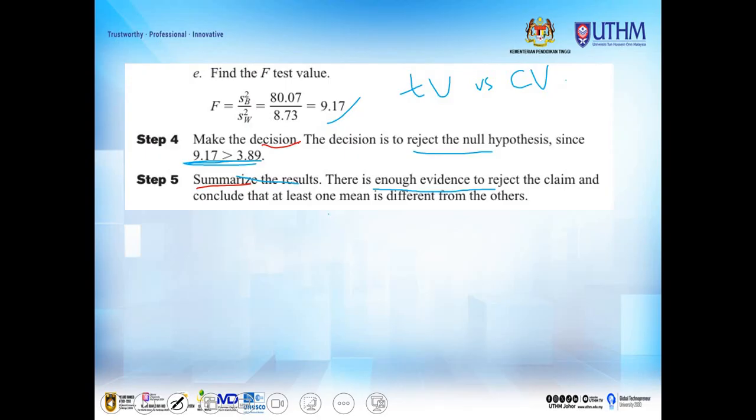Or in the other way, you can say that there is enough evidence to accept the H1. Very simple. In this case, reject H naught, accept H1. So this is the summary. It's quite easy, so I hope you guys can catch up with this.